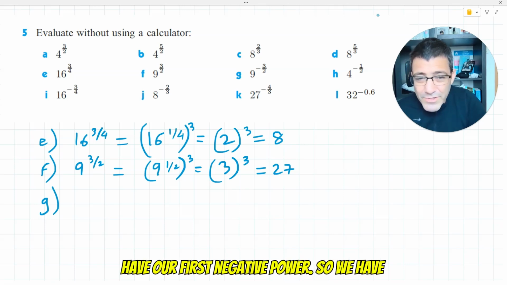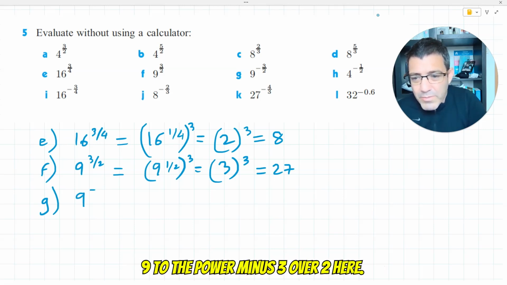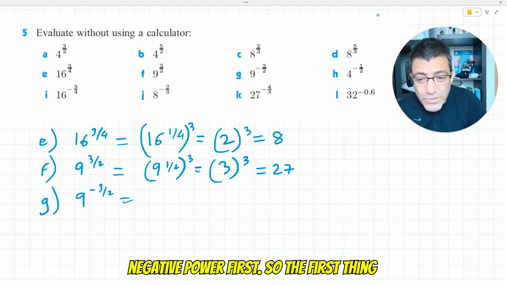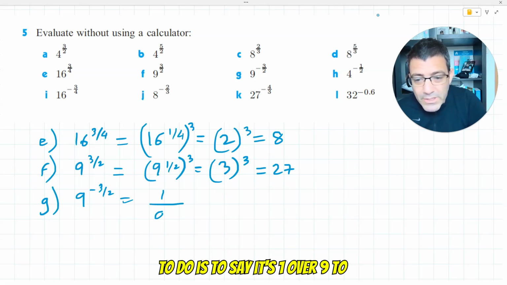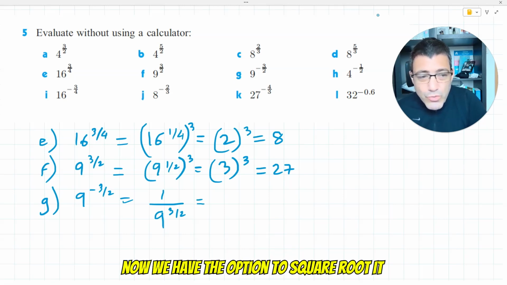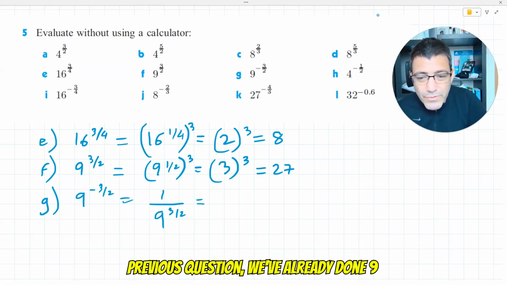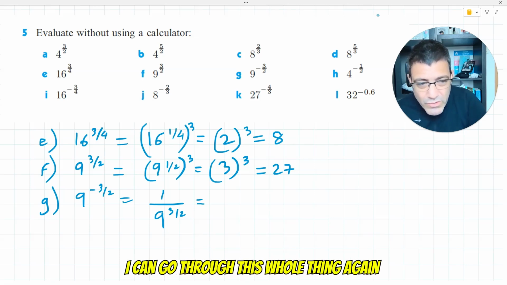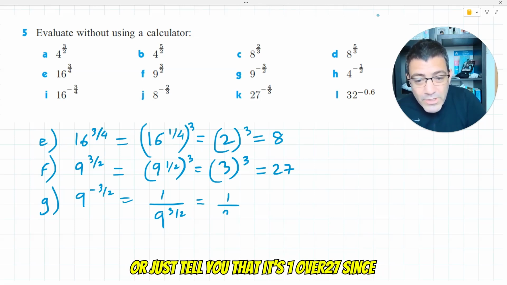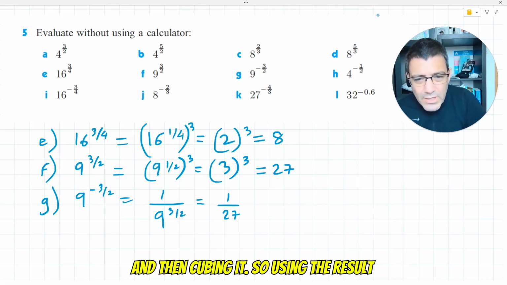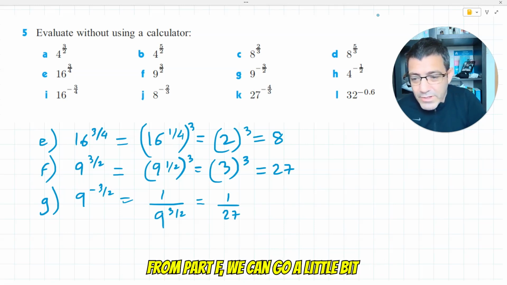So then now we have our first negative power. So we have 9 to the power minus 3 over 2 here. As I mentioned at the beginning, it would be very good to use the negative power first. So the first thing to do is to say it's 1 over 9 to the power 3 over 2. And now we have the option to square root it or cube it. And as you see from the previous question, we've already done 9 to the power 3 over 2. It was just 27. So I can go through this whole thing again, or just tell you that it's 1 over 27, since we've already done first the square root and then cubing it. So using the result from part F, we can go a little bit faster.